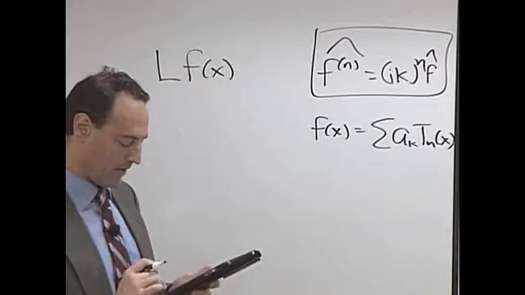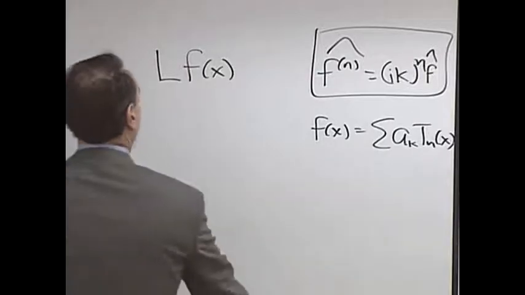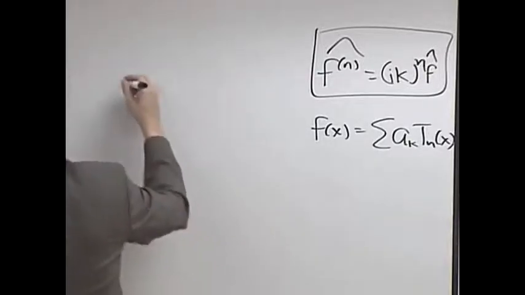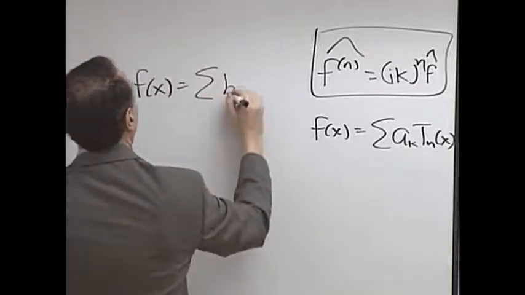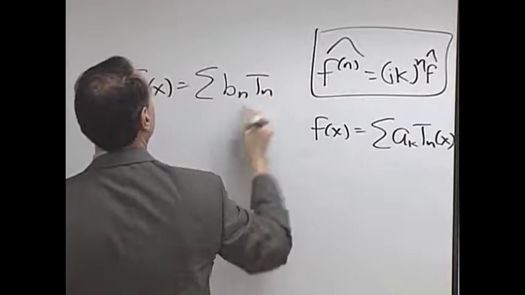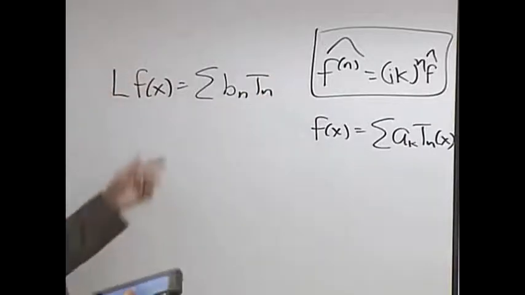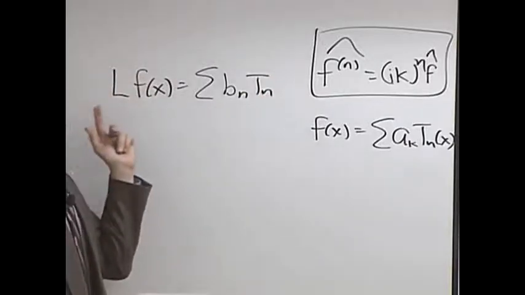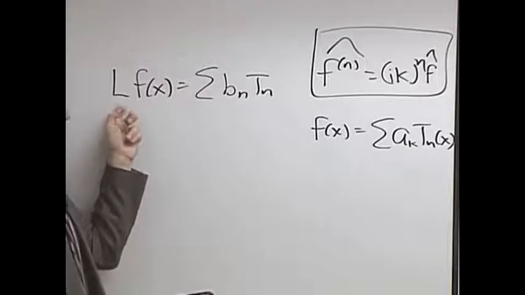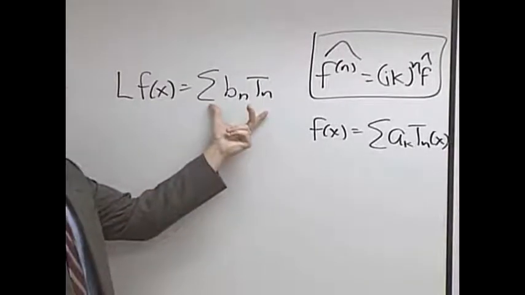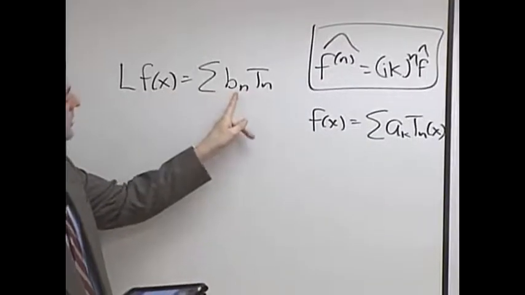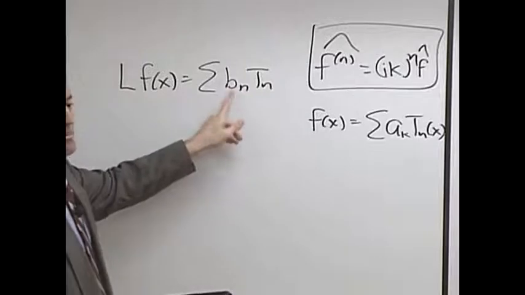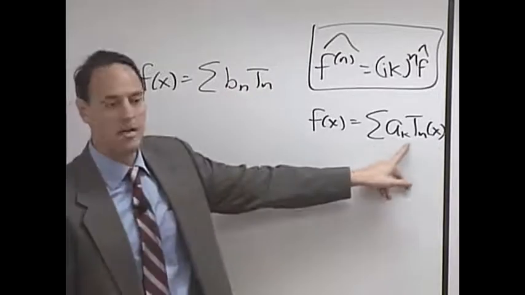Okay. So, in fact, what I really want to know is the following. If I operate on this function f with some operator, I can think about it again. It's another expansion in terms of the Chebychev polynomials. And the question then really is, what is the relationship between the b of n and the a of n?